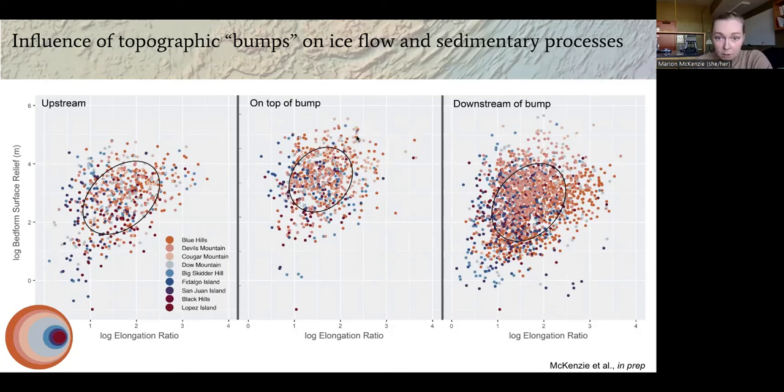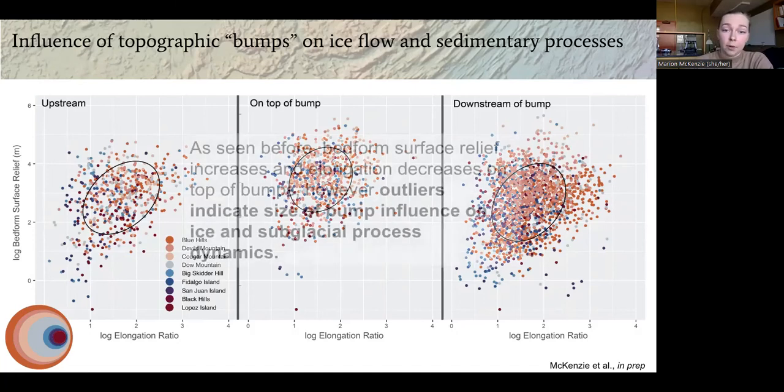However, what I'd like to call your attention to as well are these outliers here. A lot of the outliers in this upper region are dominated by our larger bed bump sites, whereas the lower outliers are dominated by our smaller bed bump sites, which is providing information that the size of the bump does matter in the way that it controls ice streaming in these environments.